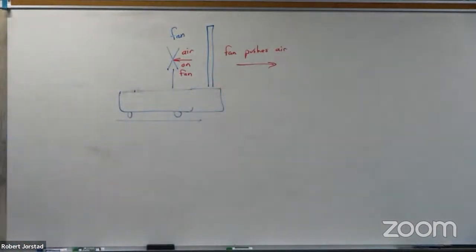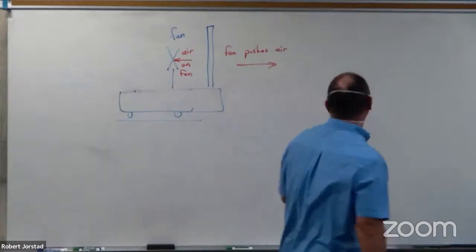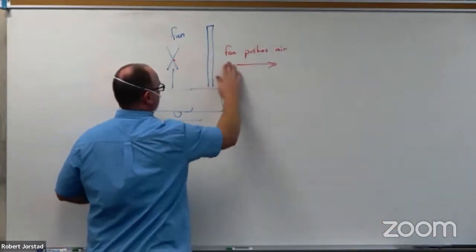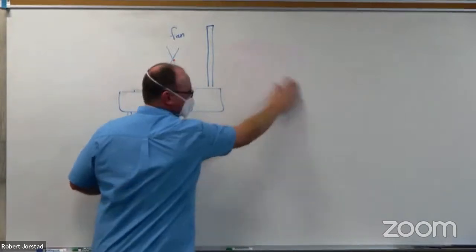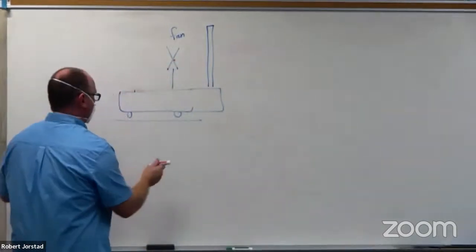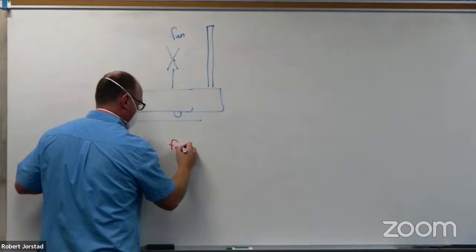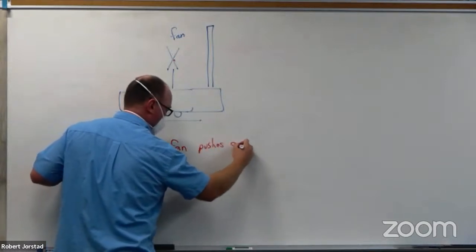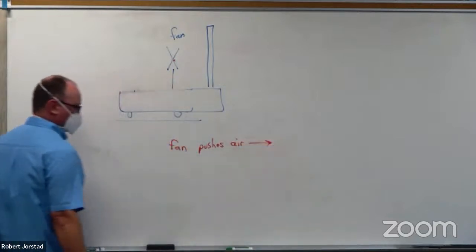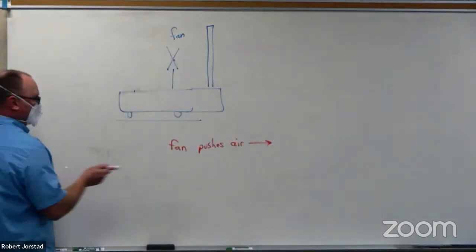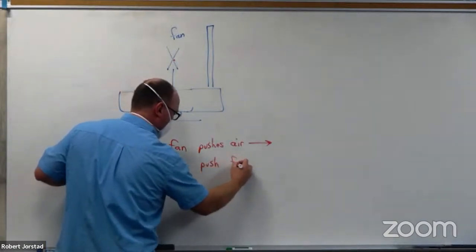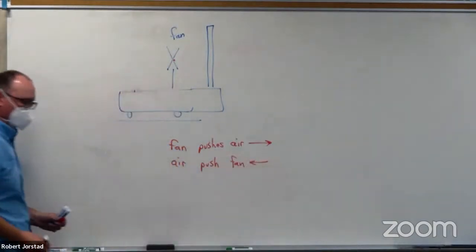All right. And then which way is the airflow going? Sorry, I screwed up everything. Let's start over. Okay, so the fan's pushing the air this way. Fan pushes the air this way. So then the air will push on the fan that way. That we agree.